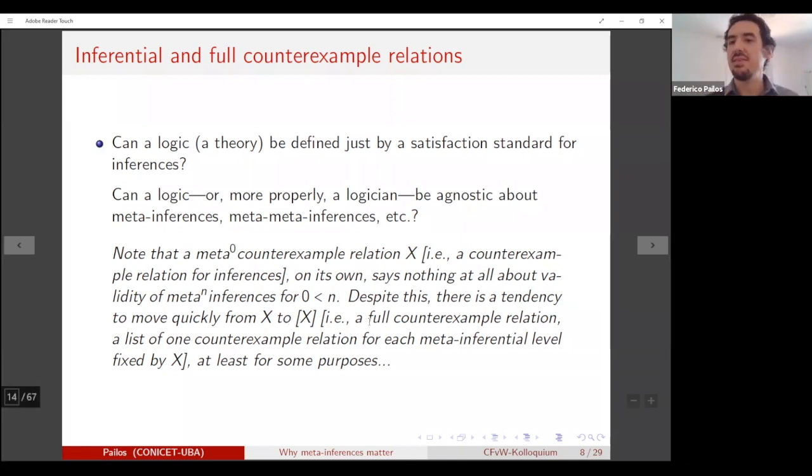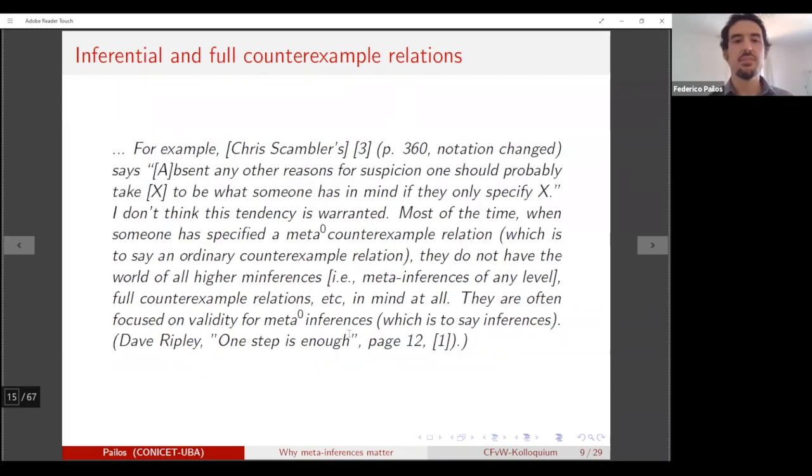So Ripley is saying that there's a tendency to confuse a satisfaction standard for inferences with a list of satisfaction standards for meta-inferences determined in some specific way by the standard for inferences. And he goes on to say, for example, Chris Campbell says, absent any other reason for suspicion, one should probably take the full counterexample relation to be what someone has in mind when one only specifies X. Ripley says that this tendency is not warranted. Most of the time when one speaks of satisfaction standards for inferences, one does not have the whole world of higher level meta-inference in mind.